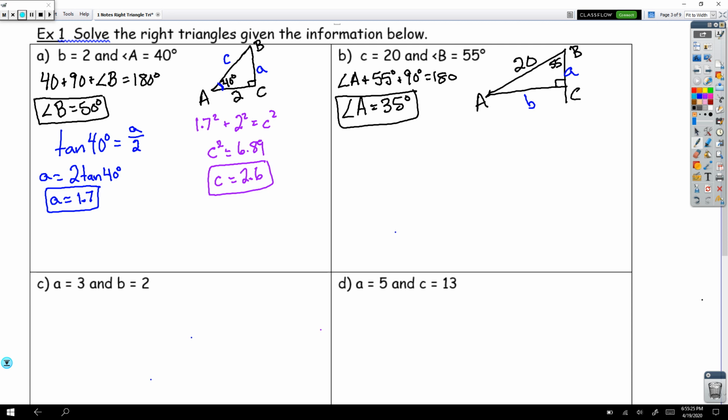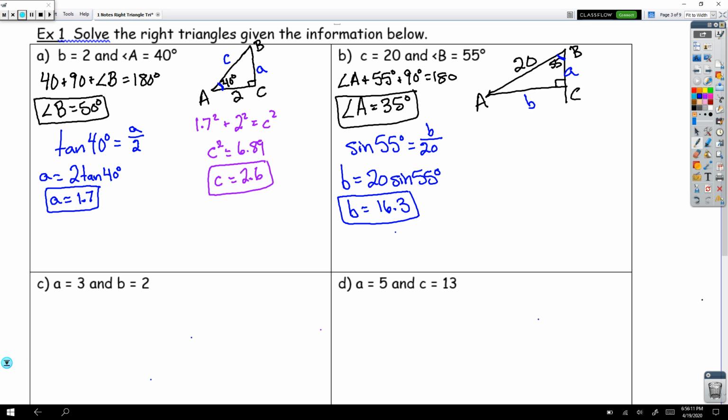Now I have the hypotenuse, and I want to find B first, let's say. So that means I'm going to do sine. And I'm using this angle up here, 55 degrees. So sine of 55 degrees equals opposite over hypotenuse. So the opposite side would be B, and my hypotenuse would be 20. So again, multiply over. So B would equal 20 times the sine of 55 degrees. Punching all that into the calculator, we get B equaling 16.3.